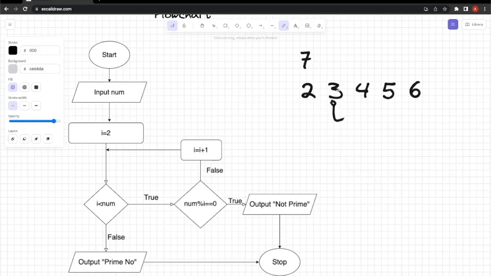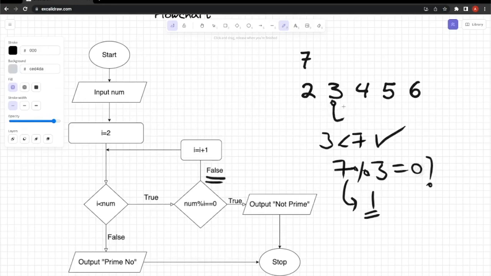Now check if 3 is less than 7. It is true. So it comes to the decision block. Now is 7 modulo 3 equal to 0? No, 7 modulo 3 is not equal to 0. 7 modulo 3 is equal to 1. Now the counter increments, that is I is equal to I plus 1. That means I is equal to 3 plus 1. That is 4. Now the counter increments to 4.